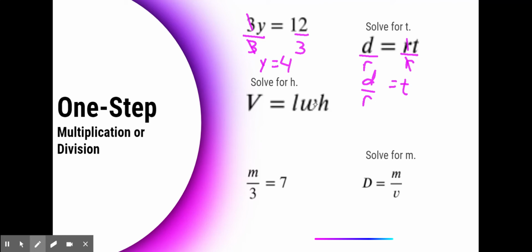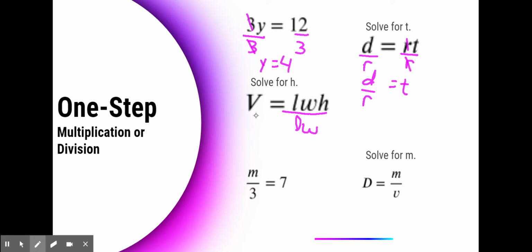And we want to solve for h. Now, here's something we can do that's kind of cool with a literal equation. We can do more than one thing at a time. I'm trying to solve for h, and L and W, length and width, are both multiplied by h. Since they're both multiplied, I can divide by both of them at the same time. That's an L and a W.